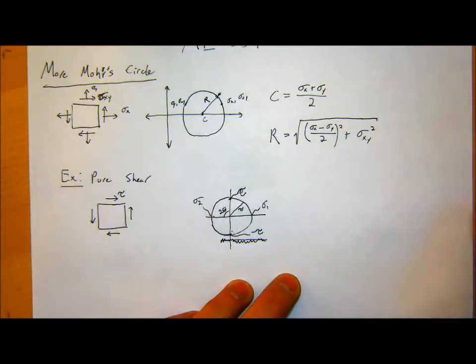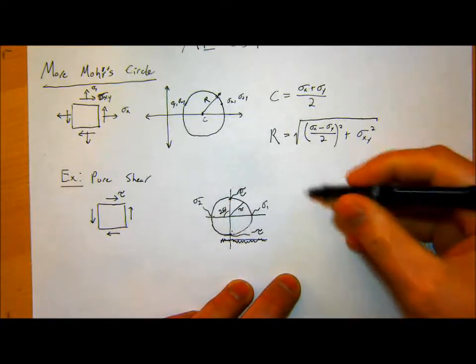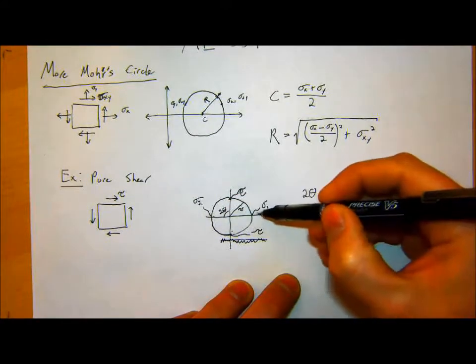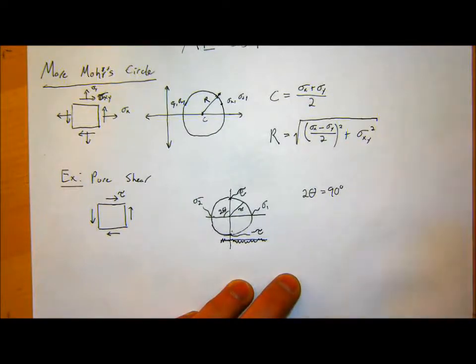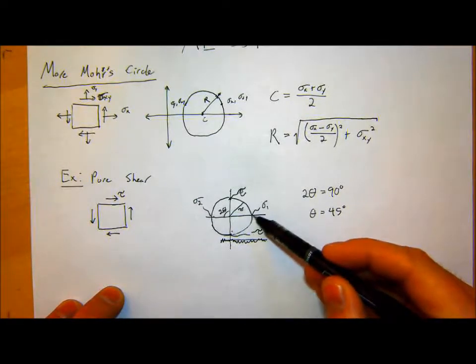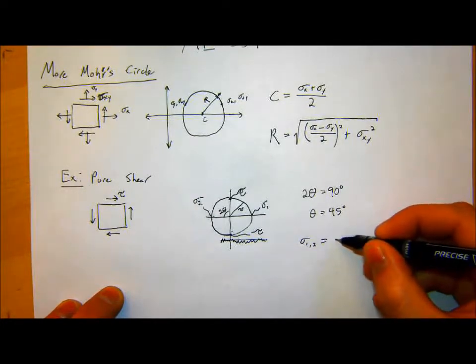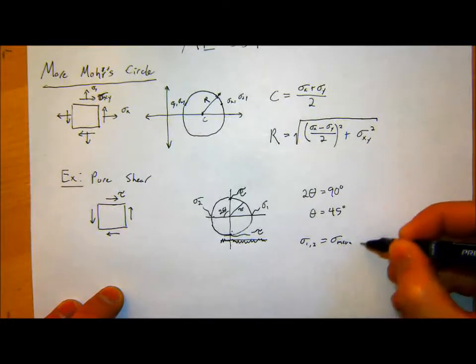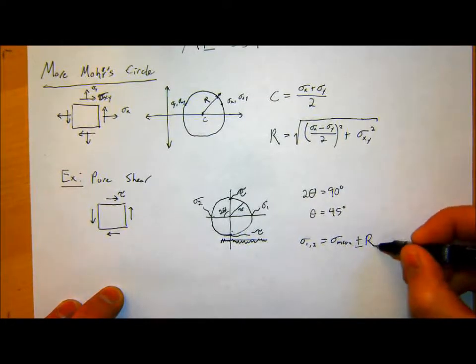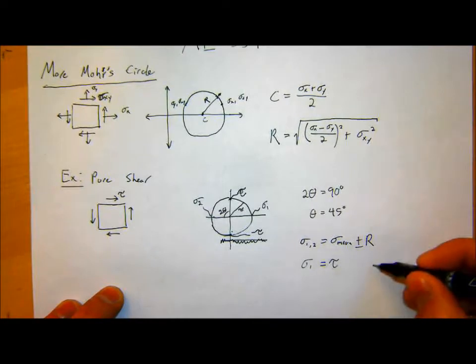I can go back to those transformation equations if I want to, that big long equation to say at some arbitrary theta I have whatever stresses. This is a nice pictorial way of doing it, so I know I have some rotation 2 theta. I can see to get to my principal stress that 2 theta is 90 degrees, which means my theta is 45 degrees, and so that's my maximum principal stress right there. The actual values, sigma 1 and 2, are equal to my sigma mean plus or minus the radius of this, which is then sigma 1 is just tau, sigma 2 is minus tau.